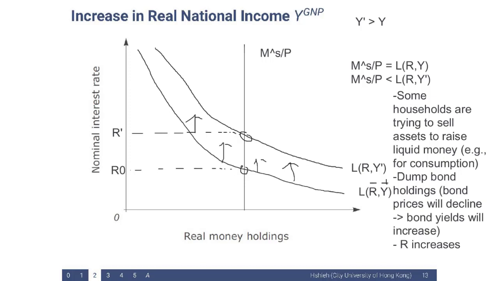So the key mechanism, I think you were asking, is from this asset sale. That's the mechanism here. There's an asset sale because they want to consume more today, and they're converting some of their assets from illiquid to cash, and using that cash to buy things.